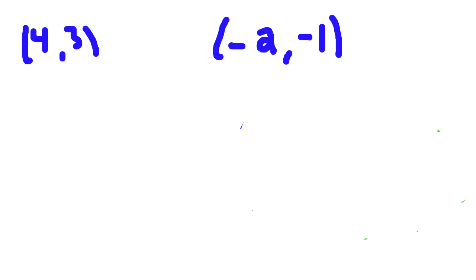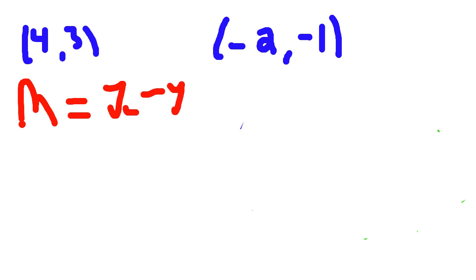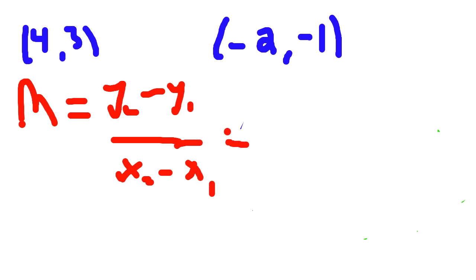The letter for slope is m. m equals y2 minus y1, divided by x2 minus x1. That is how you find slope. So I'm going to go ahead and plug in these points.